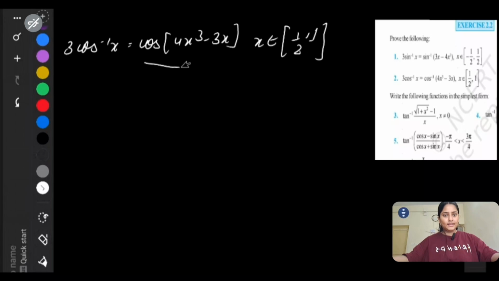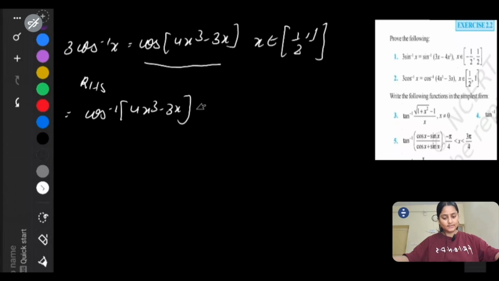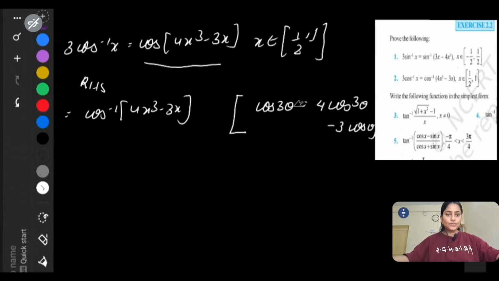Now we'll take the RHS side and write it here. RHS side is cos inverse of 4x cubed minus 3x, right? And we know one formula here, same as the above question. The cos 3 theta is equal to 4 cos cube theta minus 3 cos theta. Now we'll use this formula in this bracket.